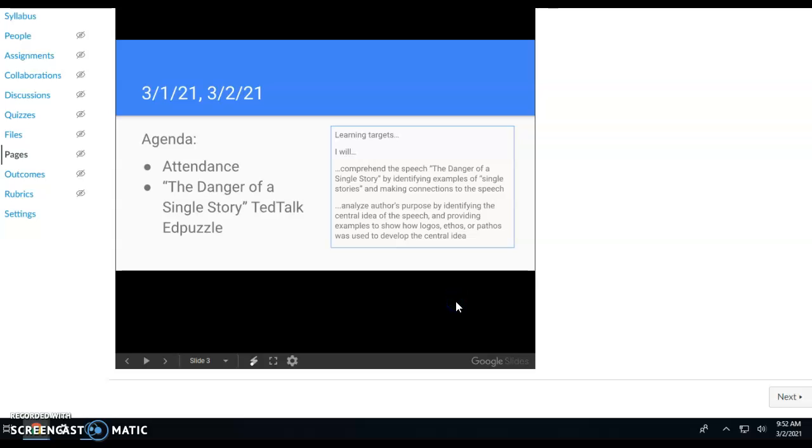Okay, so for day 1, so the 1st and the 2nd of March, you are going to take attendance and then do the Danger of a Single Story TED Talk. You'll be comprehending the speech, The Danger of a Single Story, by identifying examples of single stories and making connections to the speech. And then you'll analyze the author's purpose by identifying the central idea of the speech and providing examples to show how logos, ethos, or pathos was used to develop the central idea. So we're building on those ideas of those rhetorical appeals in speeches.